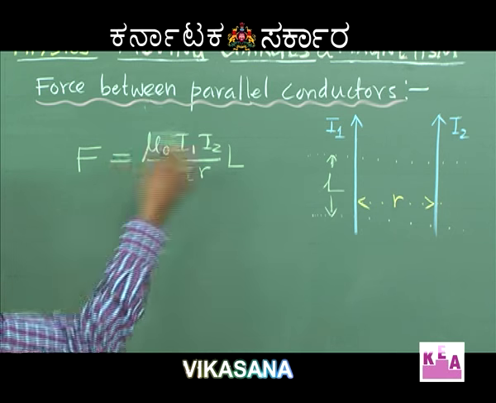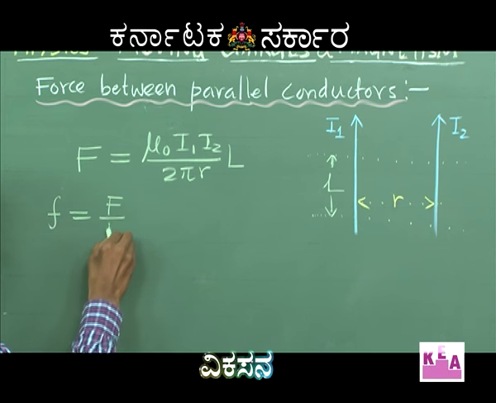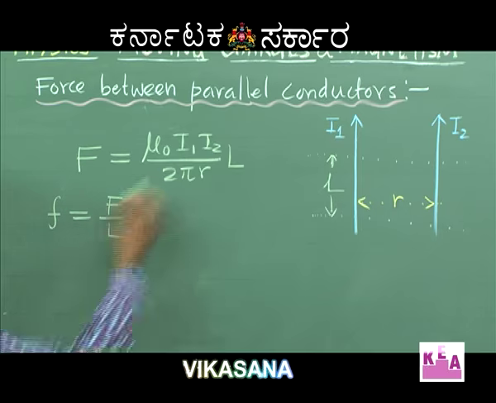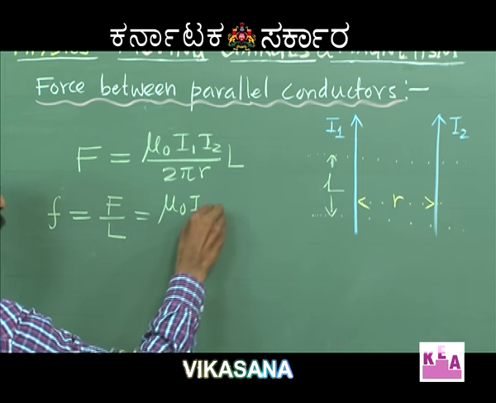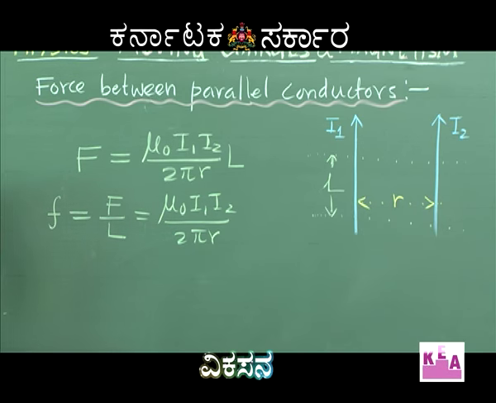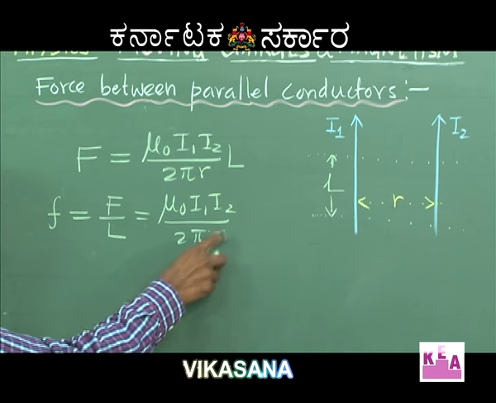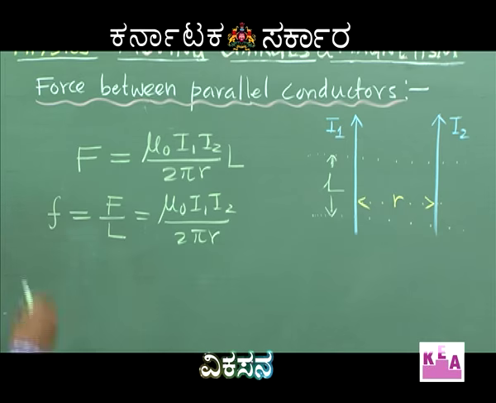But sometimes the other thing turns out to be very useful, that is called force per unit length, small f. That is force divided by length. If I divide F by L here, that gives me mu naught I1 I2 divided by 2 pi R. That is the force per unit length between two parallel conductors. You know the formula. This is an important expression which is used to define ampere.